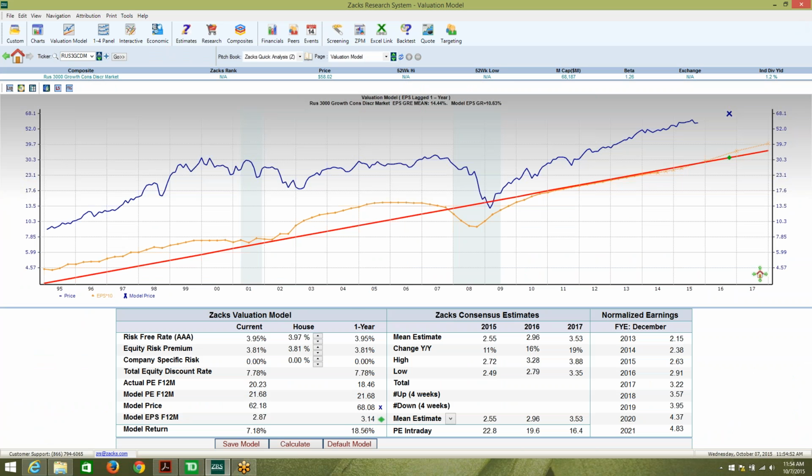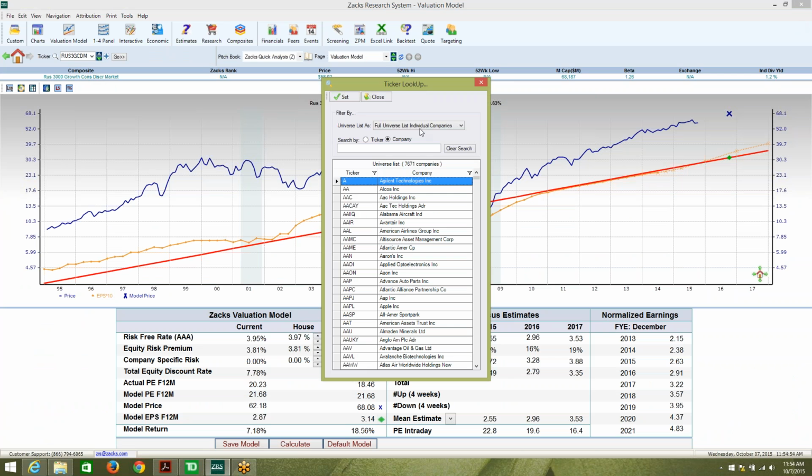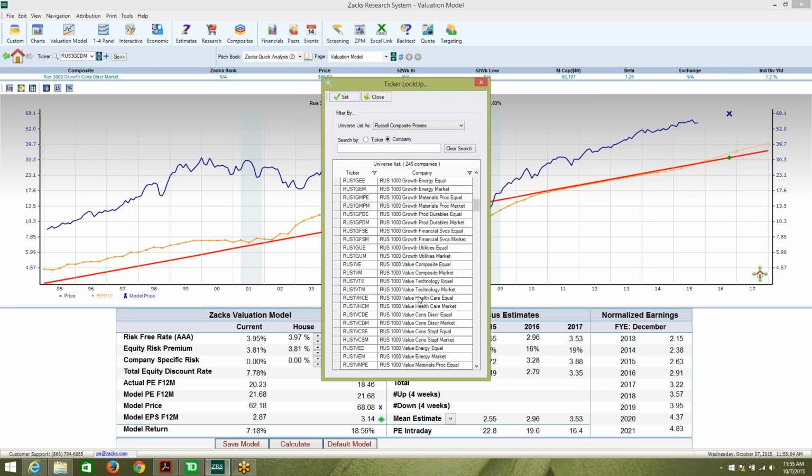This basket of equities can be an index composite like the S&P 500, style composites like the Russell 1000 value, sector composites like the Russell 3000 energy, or any combination of the above. Composites can also be your own portfolios, weighted by market cap, equal weighted, or utilizing your own custom weights.